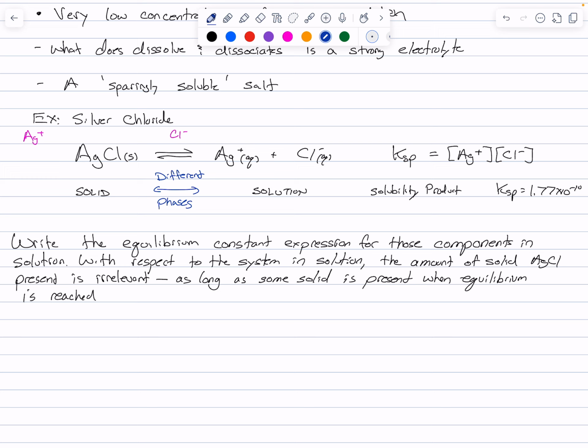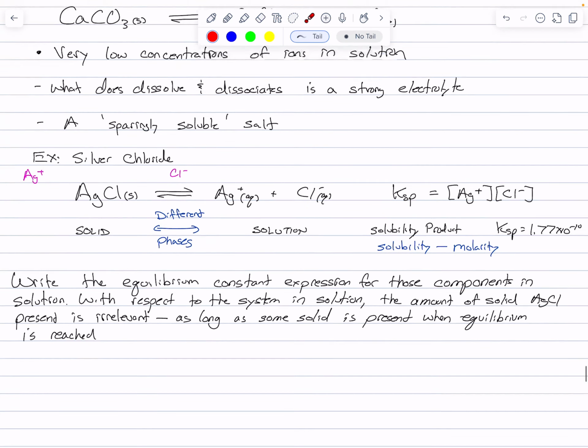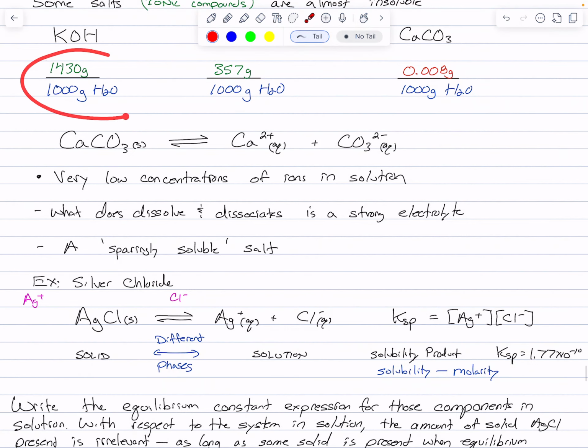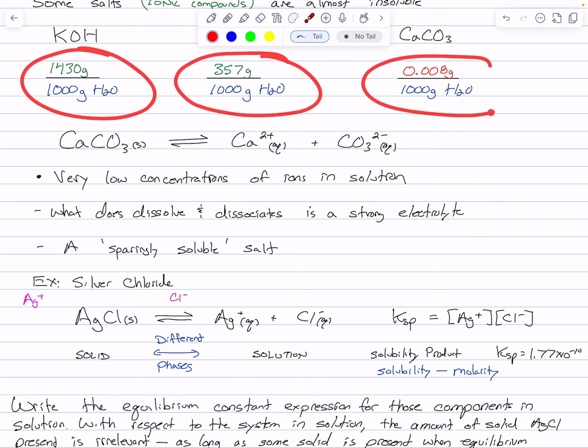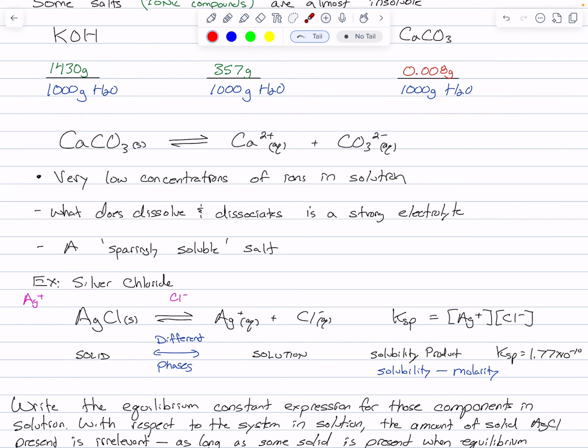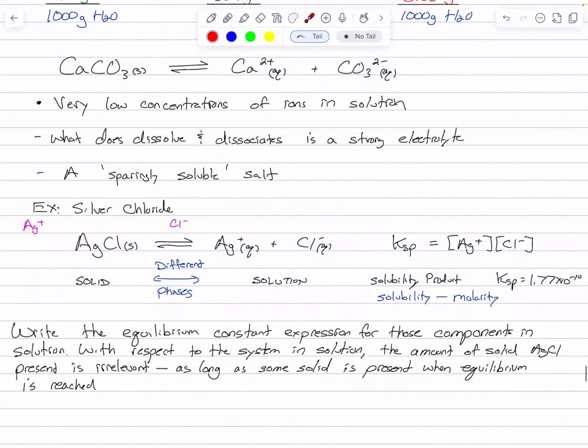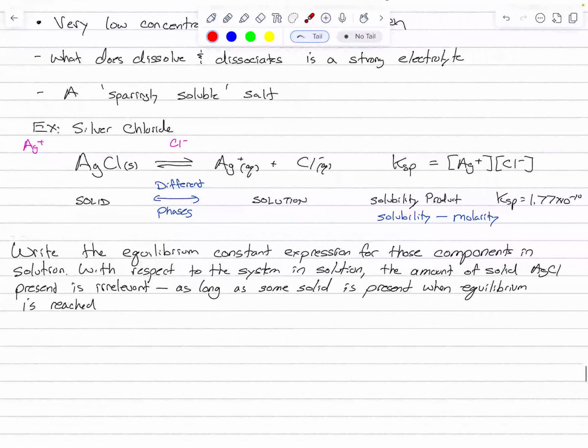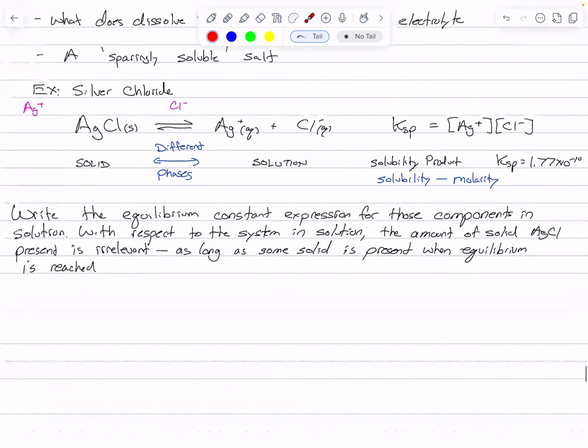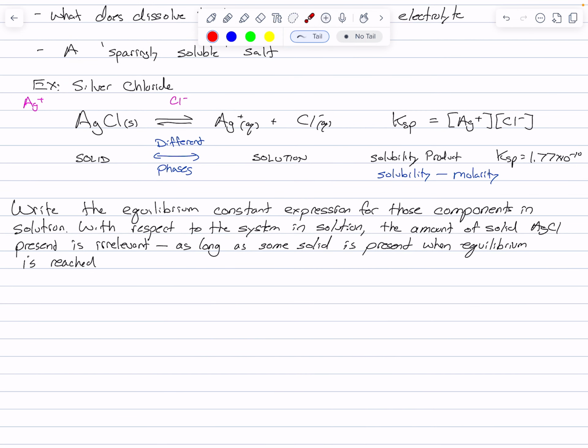And most of the time when we talk about solubility, we're talking molarity. Now, technically speaking, if I scroll back up on you guys, these are also solubilities. Mass per mass, that's a way to express solubility. But when we talk about KSP, almost always we're going to be talking about molarity. All right? Okay?